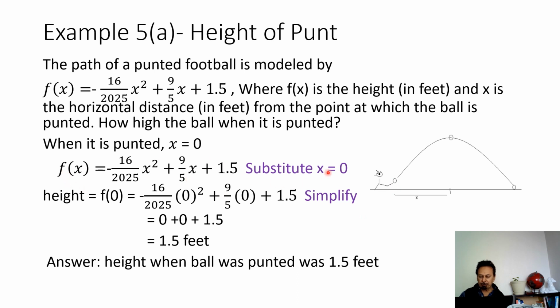So if we substitute x equal to 0 in this equation, the height is f of 0, negative 16 over 225 times 0 squared plus 9/5 times 0 plus 1.5. This goes to 0, this goes to 0, so we'll have 1.5 feet. The height when the ball was punted was 1.5 feet.